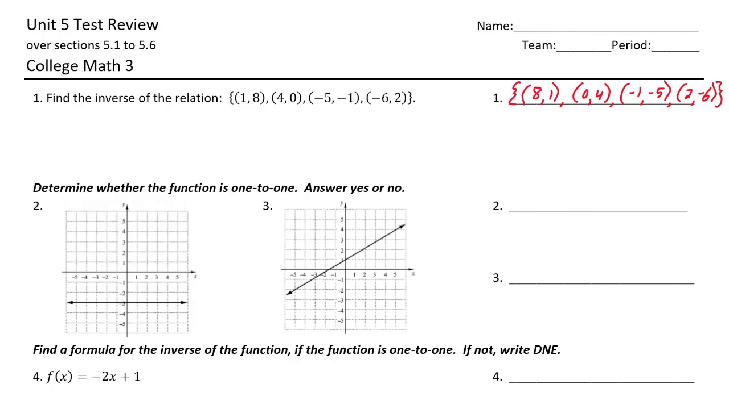Move on to the next couple. It just says to determine whether the function is one-to-one. So what we can utilize is a horizontal line test. If I did that really quickly here with number 2, a horizontal line would intersect that graph infinitely many times, so this one would not be one-to-one. Whereas the linear function for number 3 would pass the horizontal line test, so that one would be a yes.